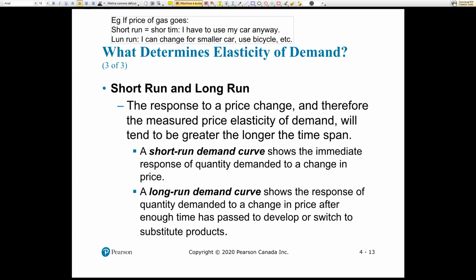Short run is a short time period, a short time interval. So say, for instance, one day, and long run would be a long time interval, one month, for instance. Of course, I'm not saying the definition of short is a day and the definition of long is a month. I'm saying if you compare, this is a short run and this is a long run compared to that.